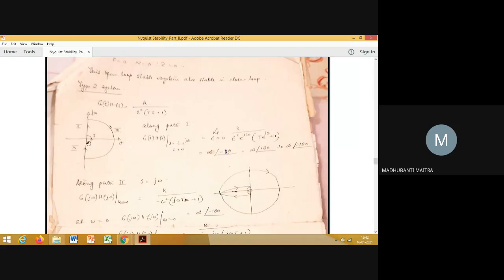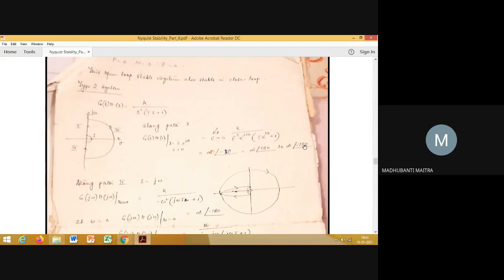So the phase angle will change like this. The magnitude is infinite. The phase angle will be -2 into minus pi by 2, that means plus 180 degree, to infinity angle 0, to infinity angle minus 180 degree.